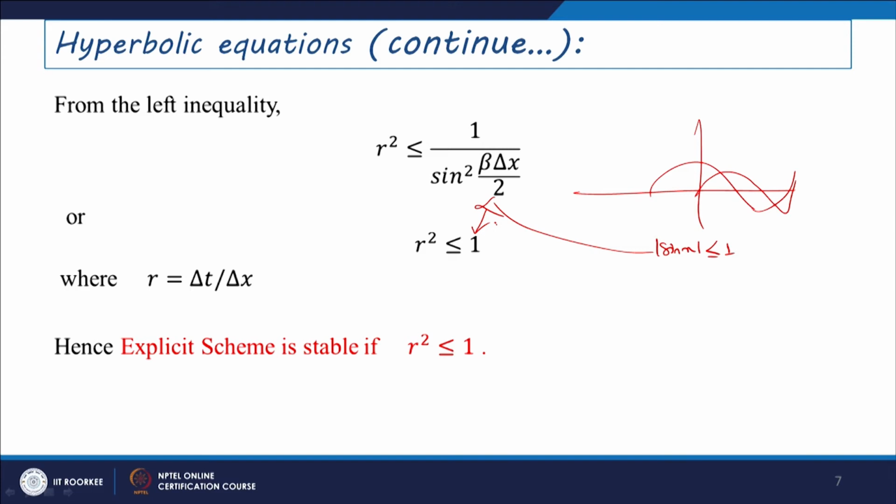This means that del t by del x whole square should always be less than or equal to 1 for the stability of the scheme to get the solution in the explicit approach. Or we can say that whenever r square is less than or equal to 1, we can obtain the solution for the hyperbolic equation using the explicit scheme.